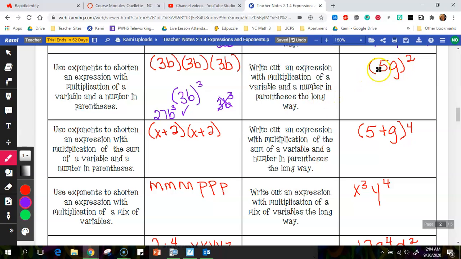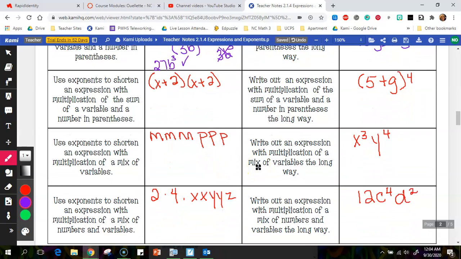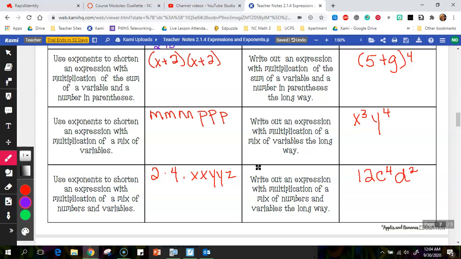Okay, what about this one? 5g, and that whole thing is to the 2nd power. We would write 5g times 5g, both in parentheses. Okay, so to write something like this, we've got an expression with a variable and a number that are added together. We could rewrite this, x plus 2, and then the exponent of 2 on the outside. This one over here would have to be written, I don't know if I can write this small enough.